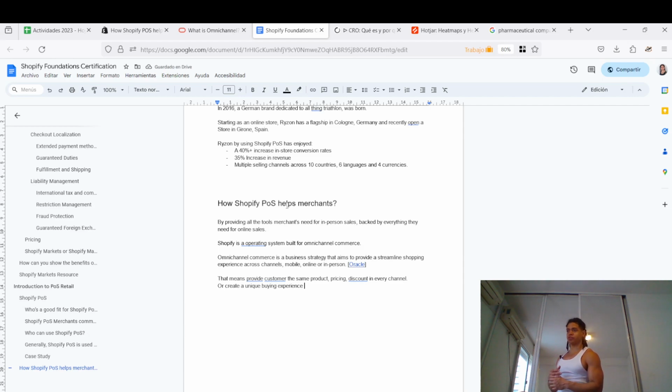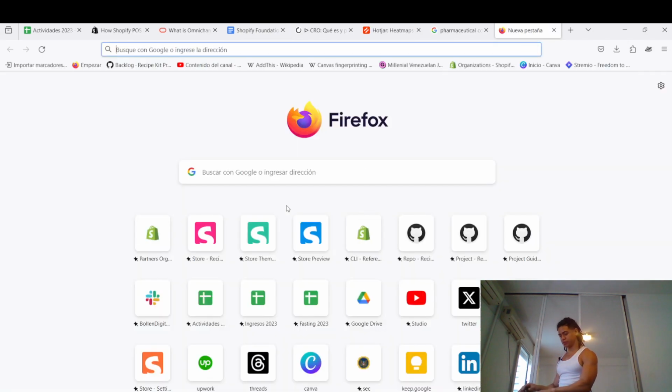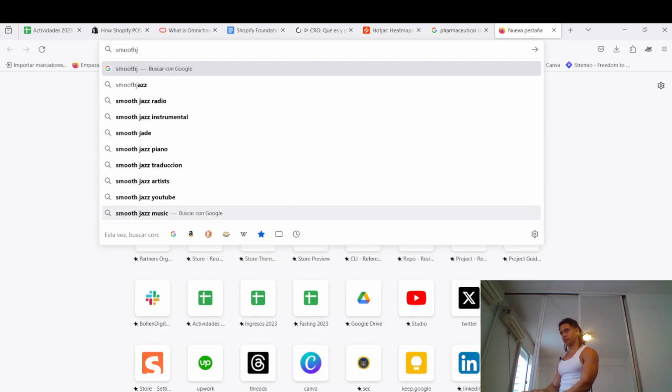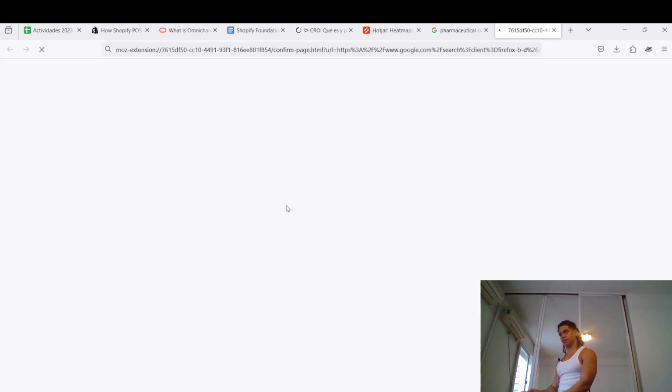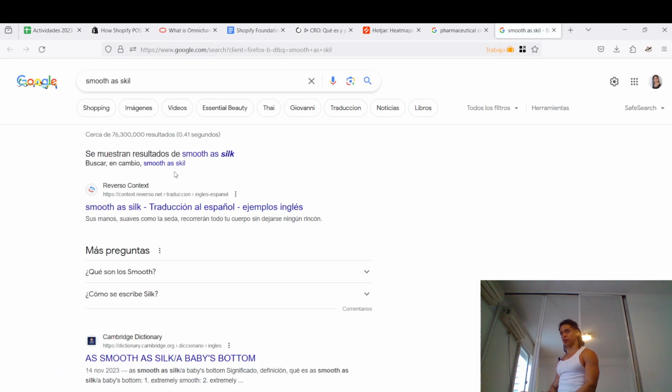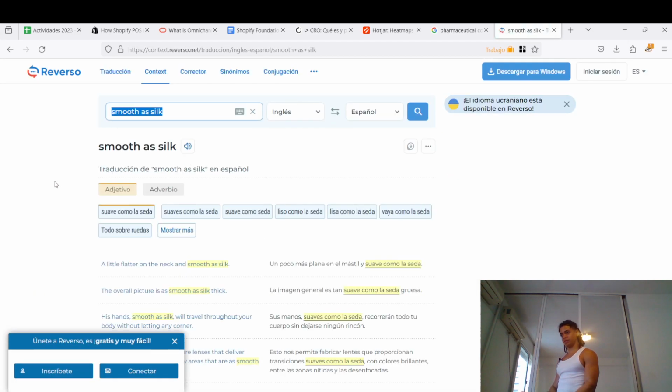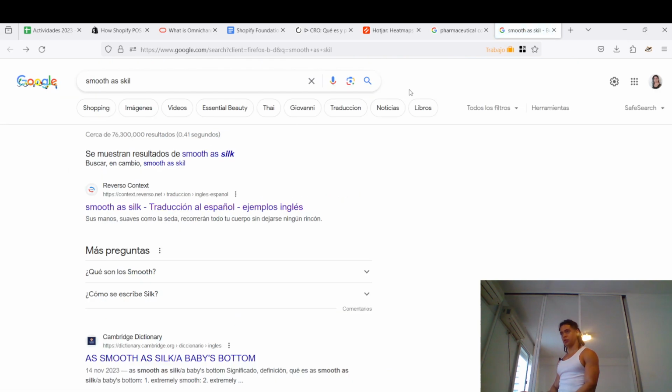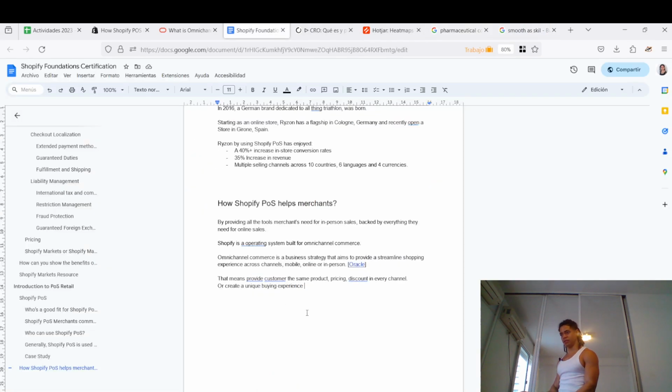Because the whole point of this is to make the buying experience easy and smooth, smooth as silk. That's the whole point of this. That's the entire point of this.